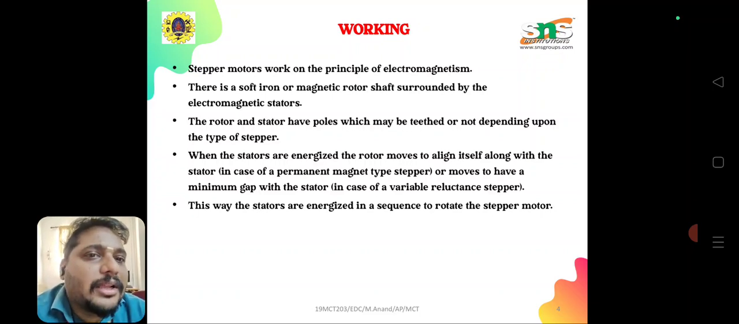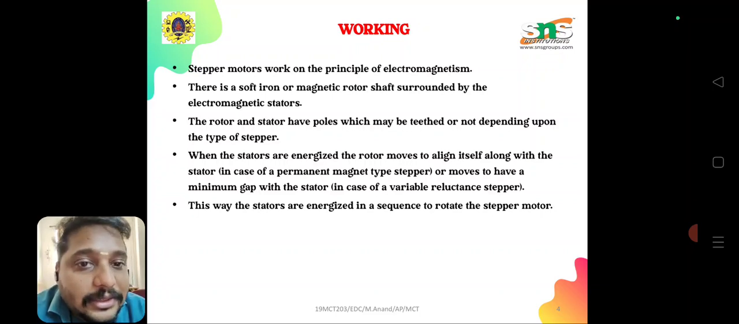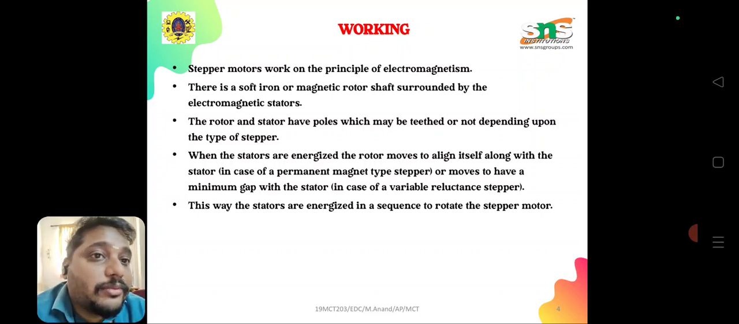What is the electromechanical principle? Basically, it is magnetic attraction and magnetic repulsion. This is the basic structure of the electromechanical principle. There is a soft iron or magnetic rotor shaft surrounded by the electromagnetic stator. The rotor and stator have poles which may be toothed or not, depending upon the type of stepper.